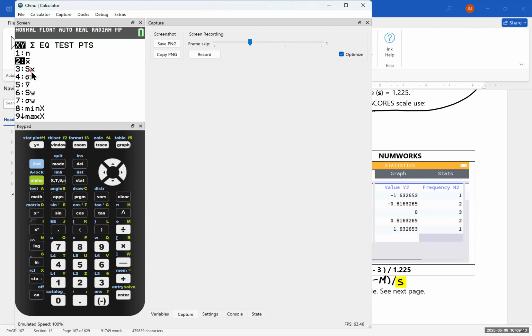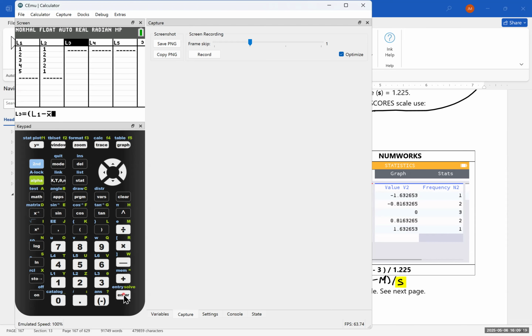And notice 3 is going to be our sample standard deviation, but we'll get to that in a second. So we're going to put X bar there. X bar is the value that we just most recently calculated, so it's going to put that in there. Okay, right parentheses, divided by the sample standard deviation that we just calculated.